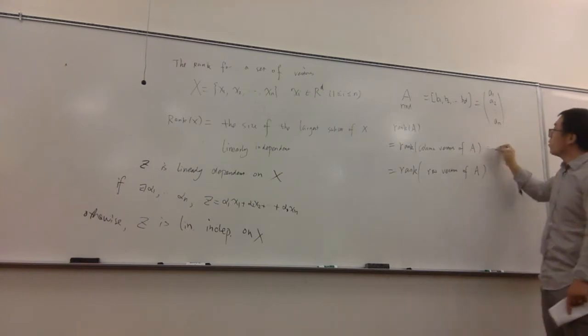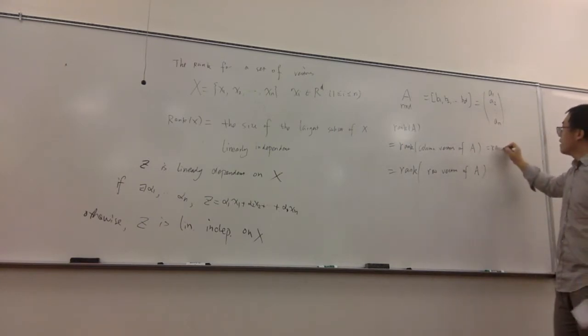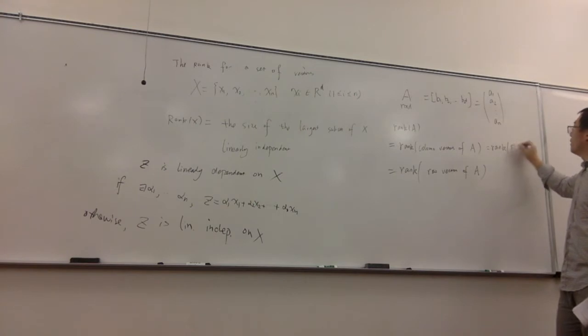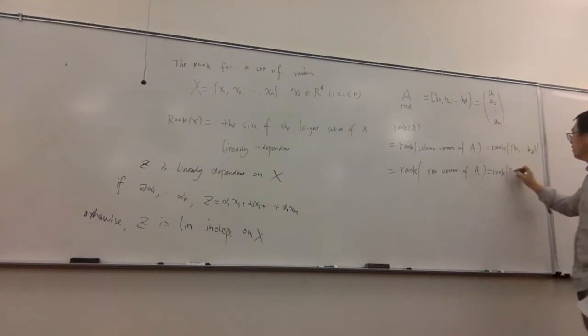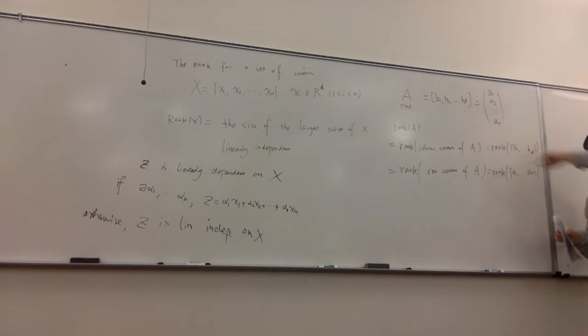So basically, the rank of A is the same as the rank of b1 to bd, and also the same as the rank of a1 to an. You can see the dimension of the vectors in the two sets is different, and also the number of vectors in the two sets is different. But this is an interesting property: the rank of the two sets of vectors is exactly the same.